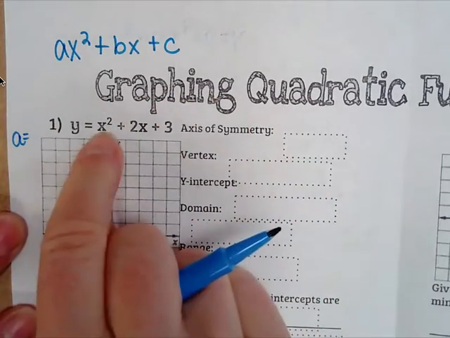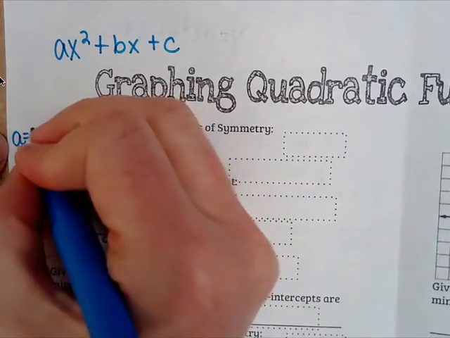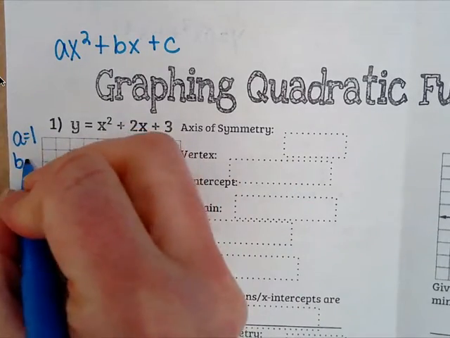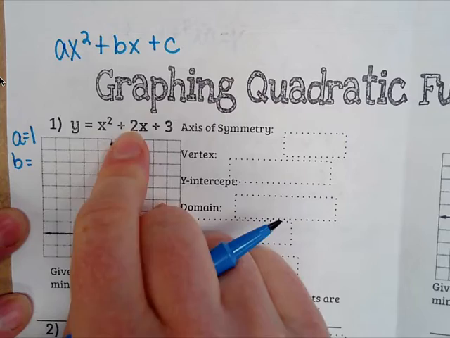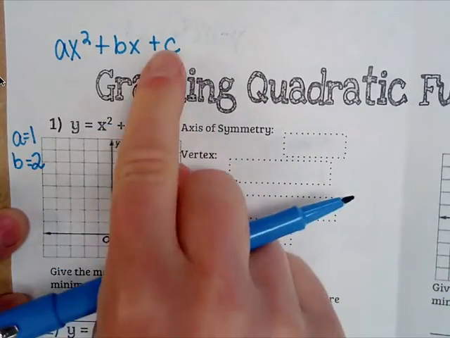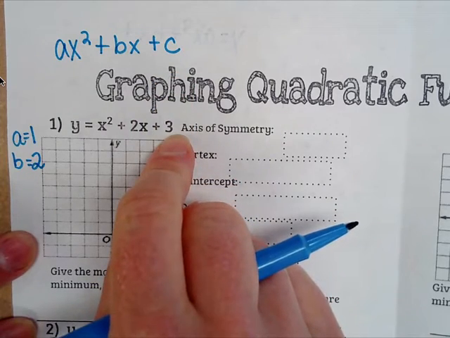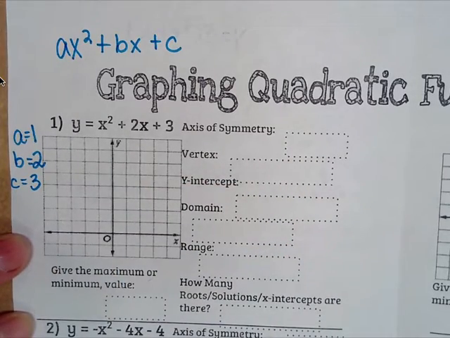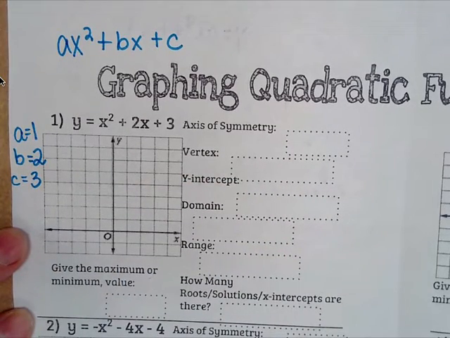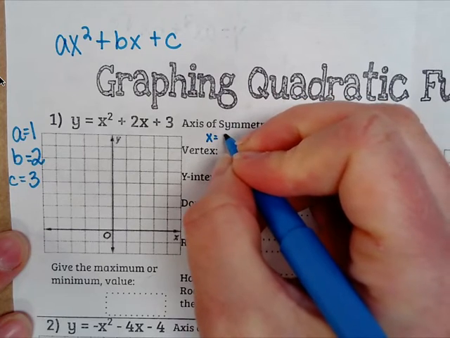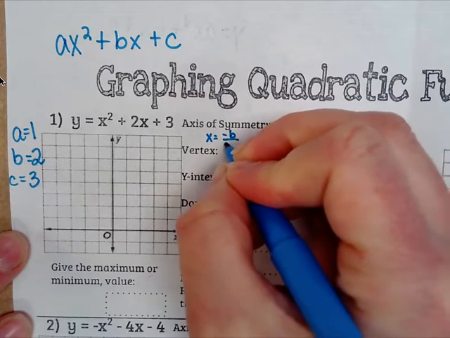A is the number in front of x squared. There's nothing there, so it's a 1. B is what's in front of x. So in this case, it'll be the 2. C is the constant, the one that doesn't have any x's. So we have A, B, and C. So for axis of symmetry, the formula says x equals negative b over 2a.